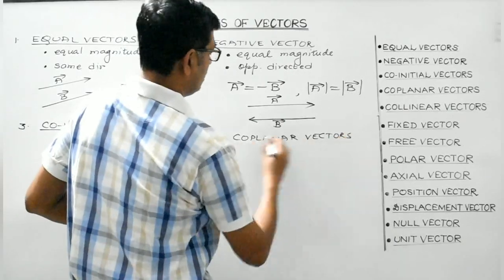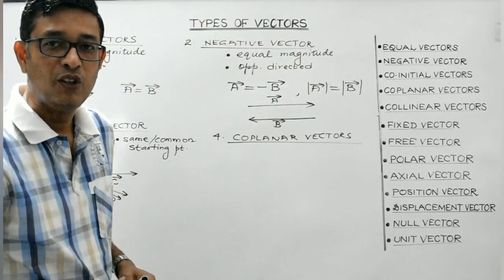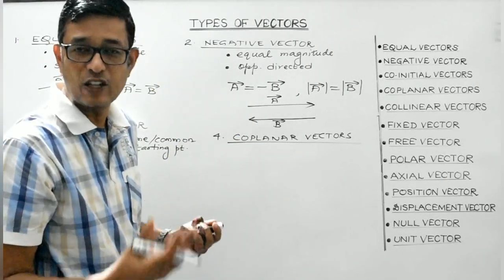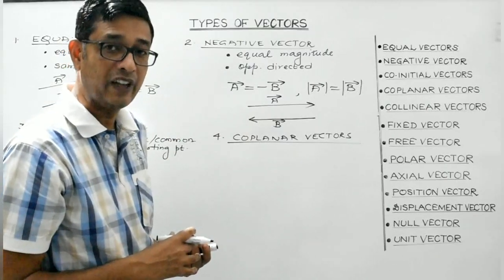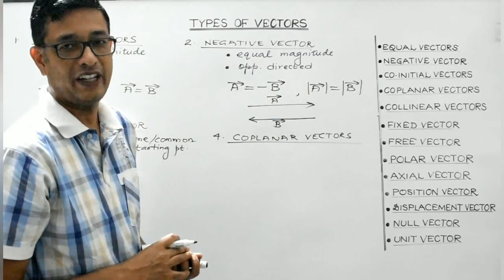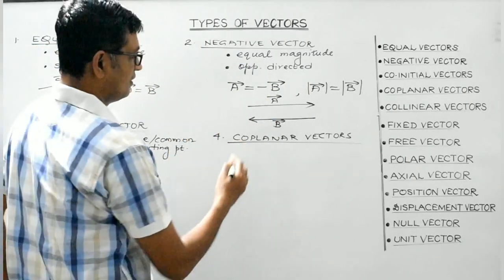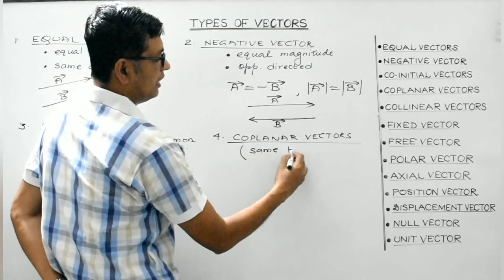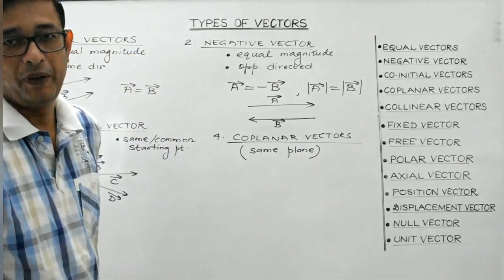Now look, students, it's the plane of the whiteboard. So whatever vectors I draw on this board will naturally lie on the plane of the board. All vectors which lie on the same plane may be termed as coplanar vectors. Vectors which are lying on the same plane are known as coplanar vectors.